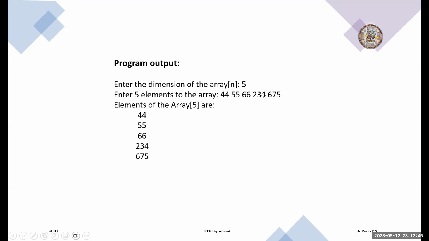So how will the elements of the array be displayed? See, I am inputting and outputting the array. This is how it displays, the way I have written the newline. One after the other, it will print all the 5 values continuously. This is the program output. Now you understood how to read and write an array.